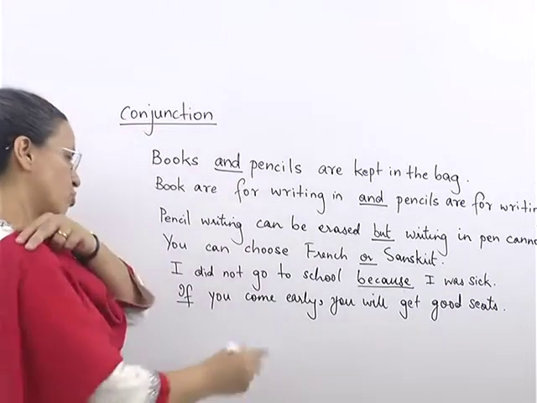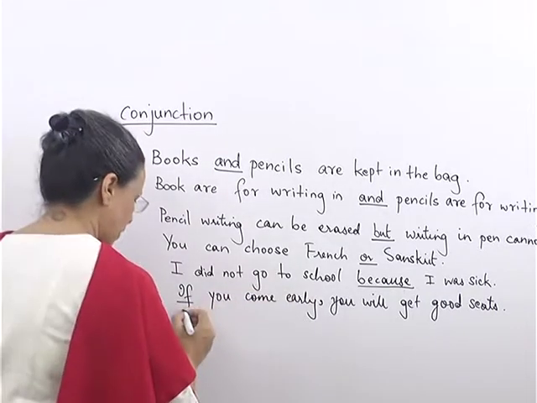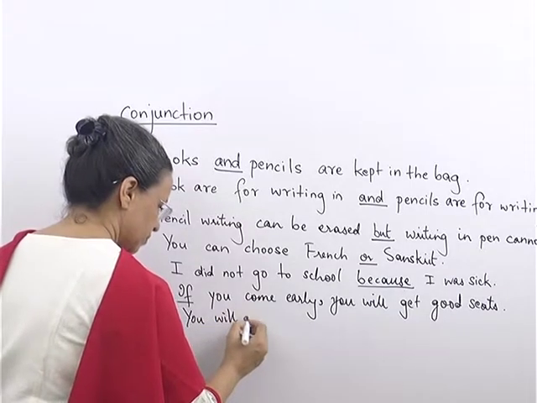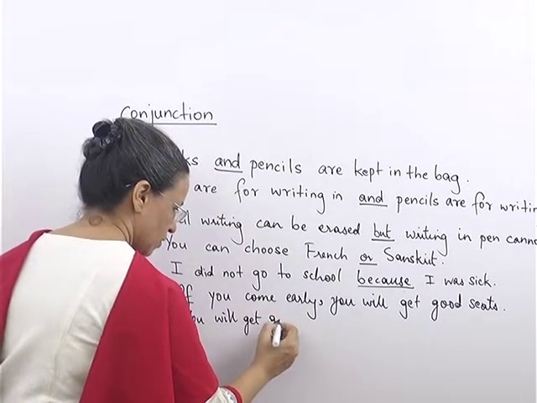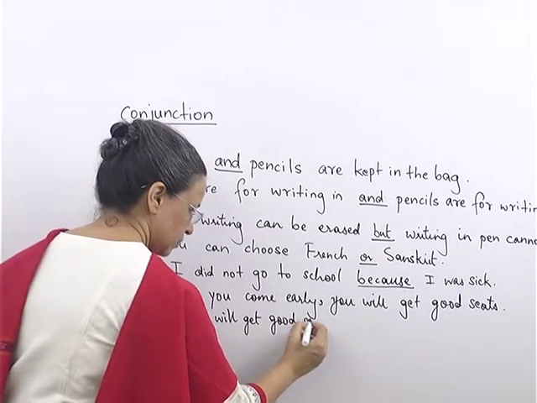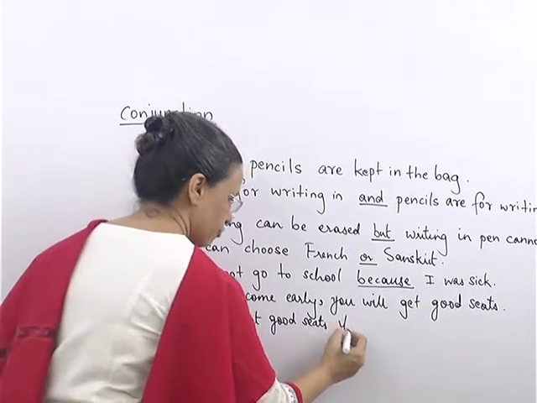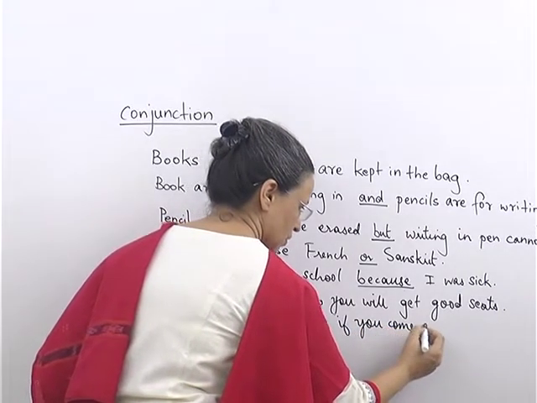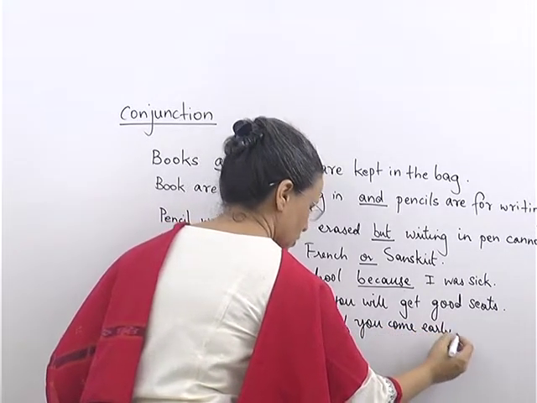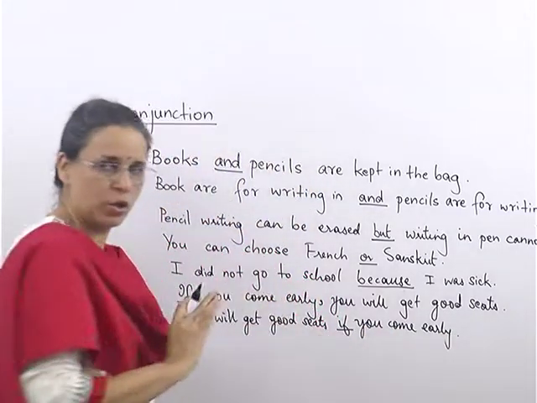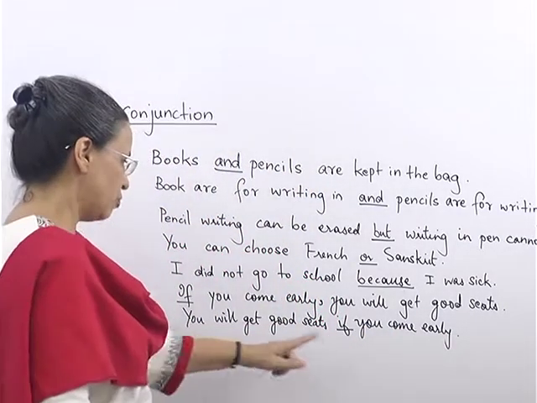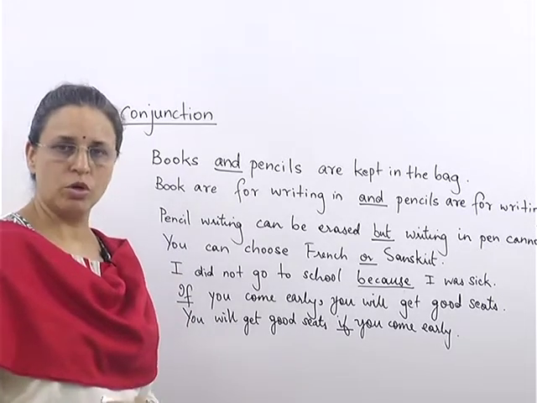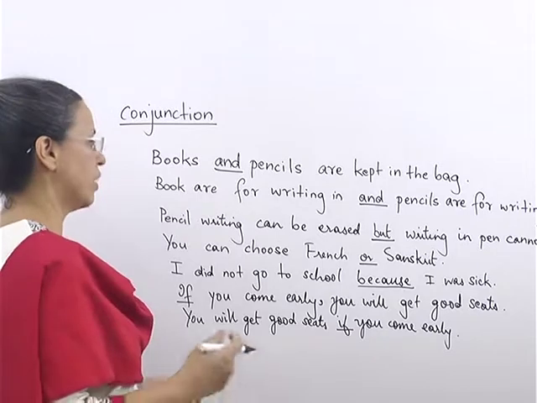But suppose you want to put it in the middle and you can write it this way. You will get good seats if you come early. So here when you put if, no need of comma. Only if you put it in the beginning, you have to put comma. There are many more conjunctions. If you want, you can write them down.